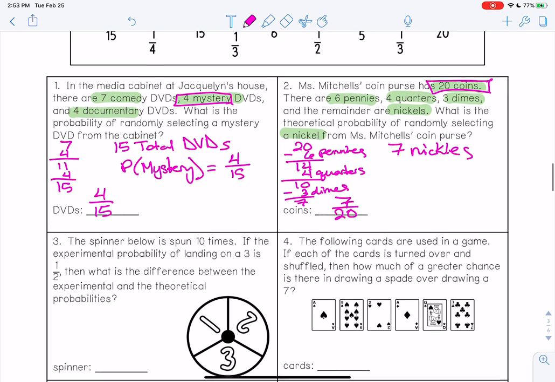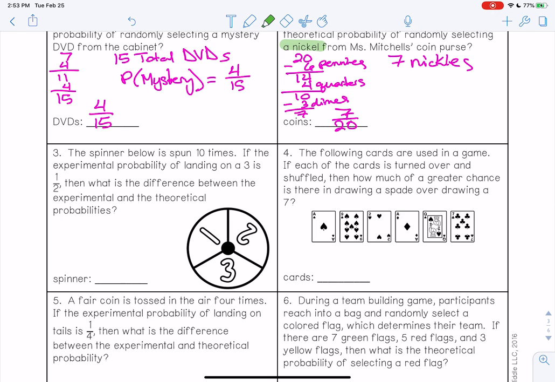Okay. Number 3. The spinner below is spun 10 times. If the experimental probability of landing on 3 is 1/2, then what is the difference between the experimental and the theoretical probability? So they landed on 3 half the time, and they want to know the difference. So first of all, we need to remember what difference means, and difference means to subtract. So they want us to subtract the experimental, or I'm sorry, the theoretical probability from the experimental.